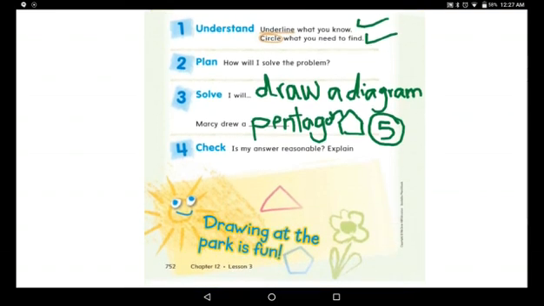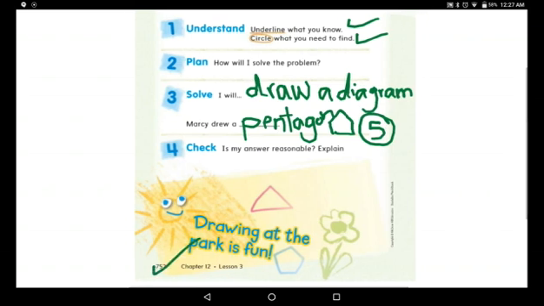Now, ask yourself, is my answer reasonable? And explain why. Great job, boys and girls. Go to the next page, which is 753.